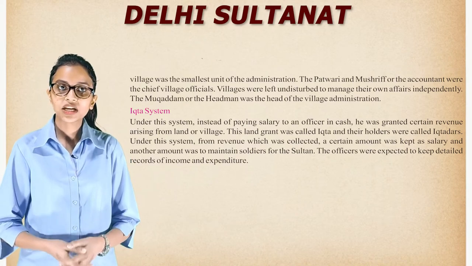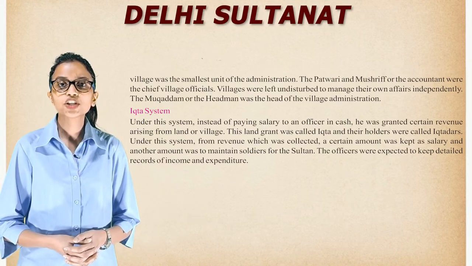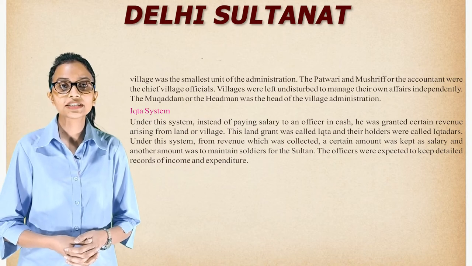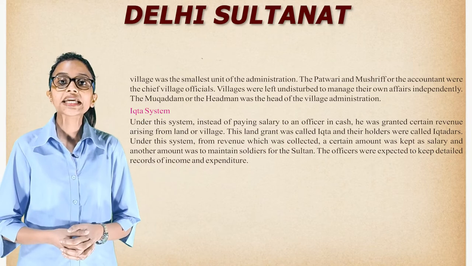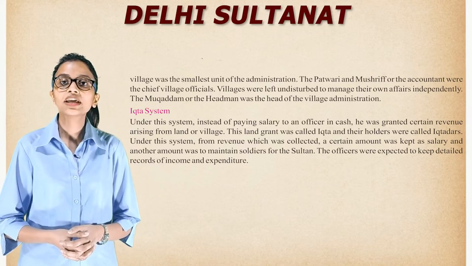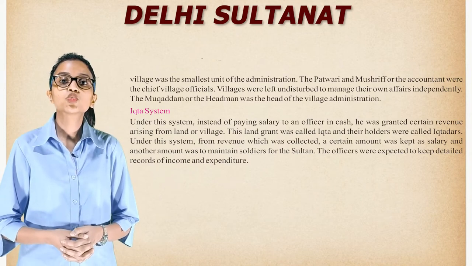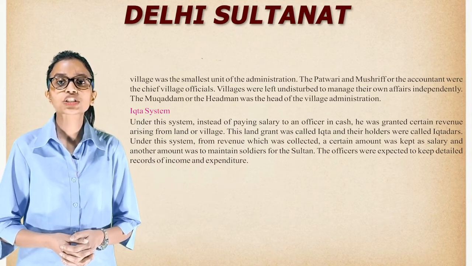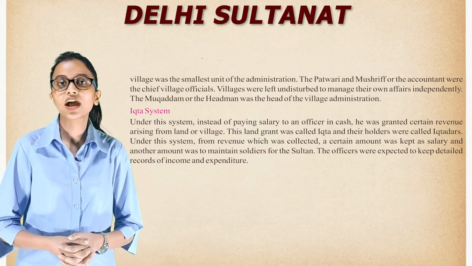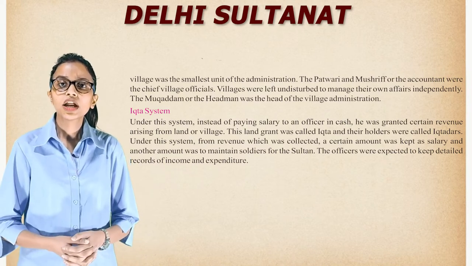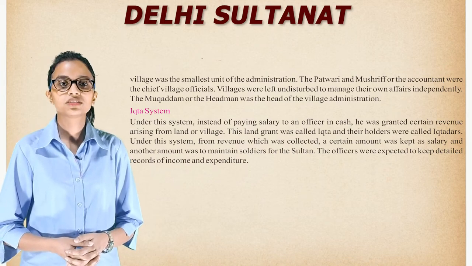Ikta system. Under this system, instead of paying salary to an officer in cash, he was granted certain revenue arising from land or village. This land grant was called ikta, and their holders were called iktadars. Under this system, from the revenue which was collected, a certain amount was kept as salary and another amount was to maintain soldiers for the Sultan. The officers were expected to keep detailed records of income and expenditure.